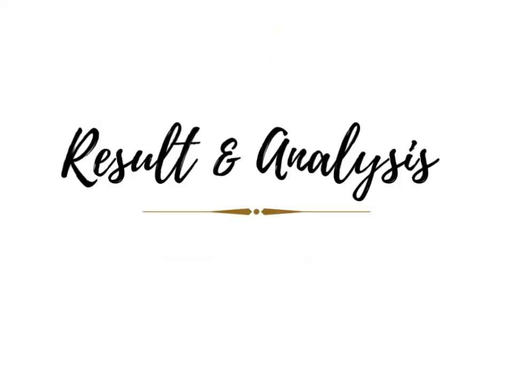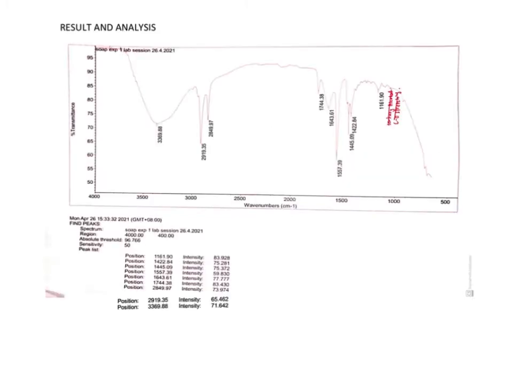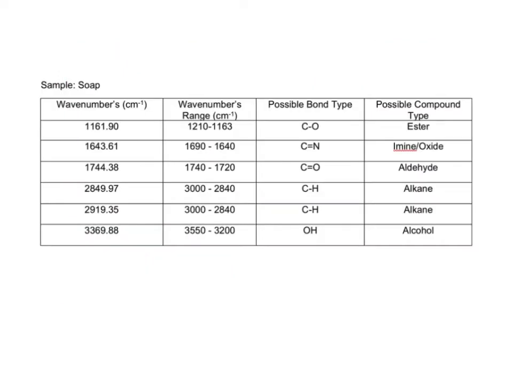Next, I will explain about the results and analysis that we got from the FTIR. So this is the graph that we obtained from the FTIR analysis. It can be seen that there are 9 peaks in the spectrum, which ranges from 500 wave numbers until 4000 wave numbers. So based on the IR spectrum table, there are 6 possible compound types that we can find in the soap, which are first ester, next imine or oxide, aldehyde, alkane, and the last is alcohol.